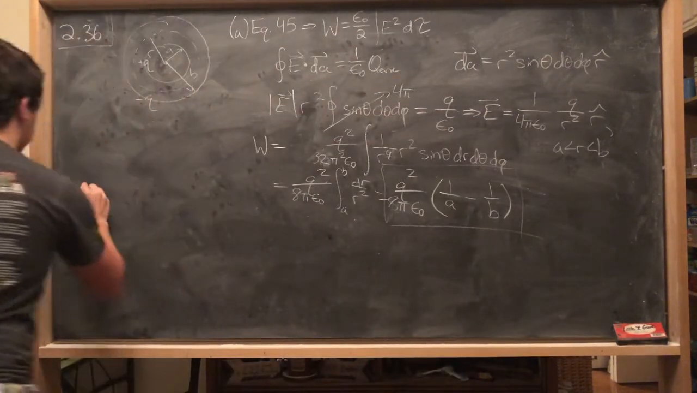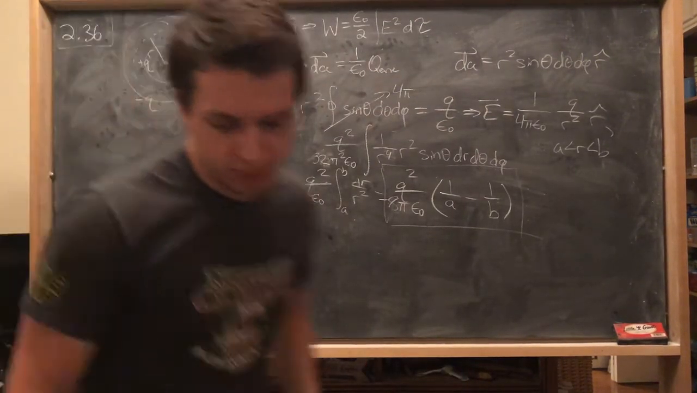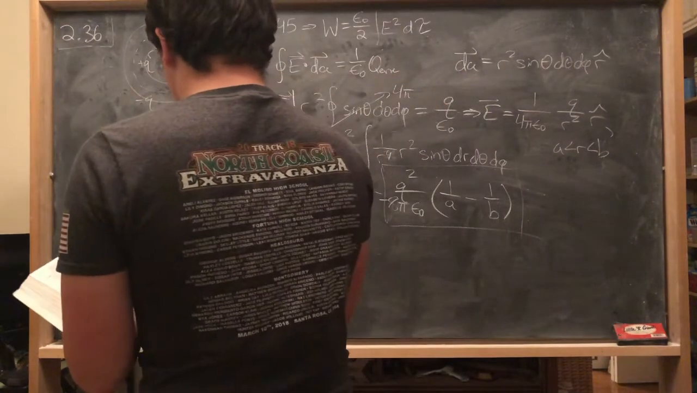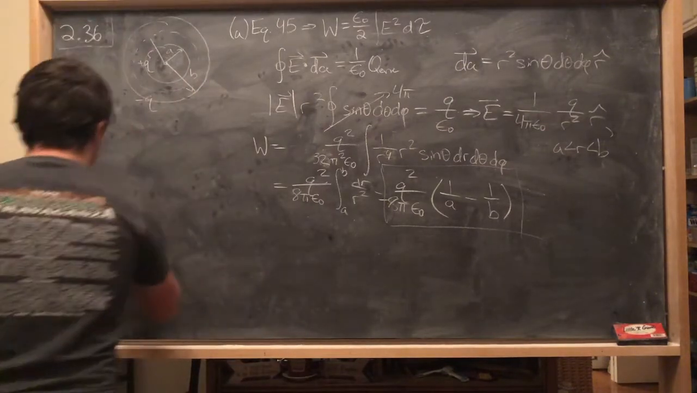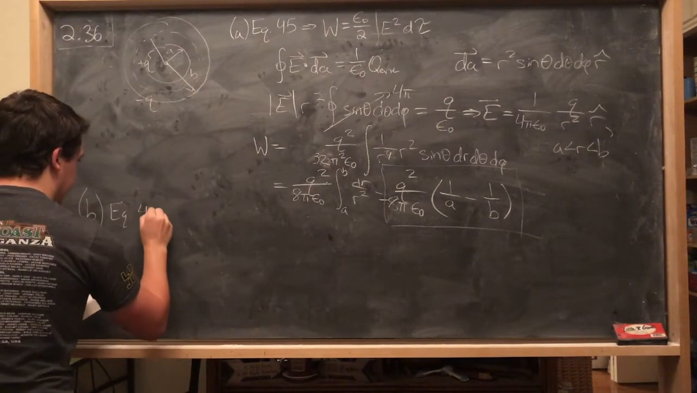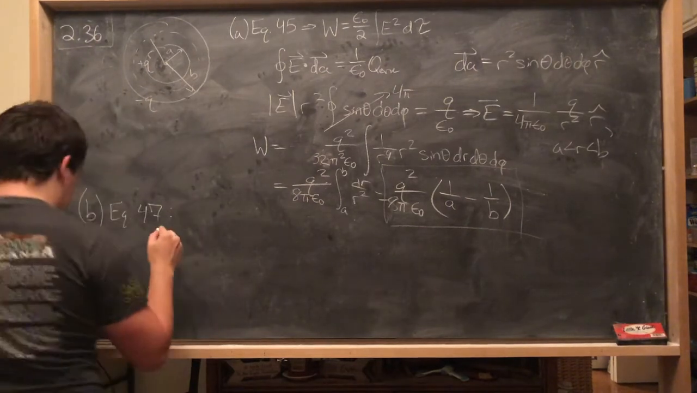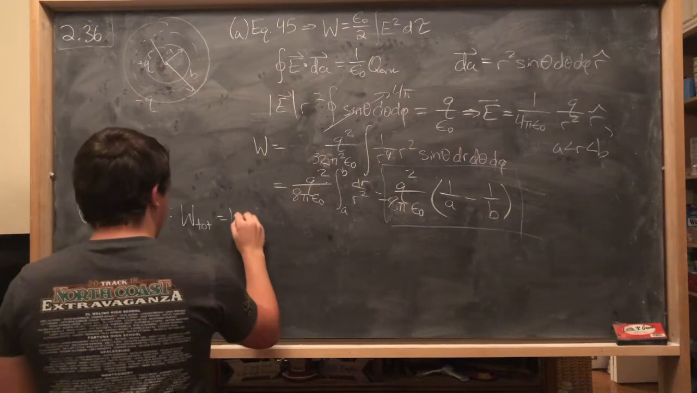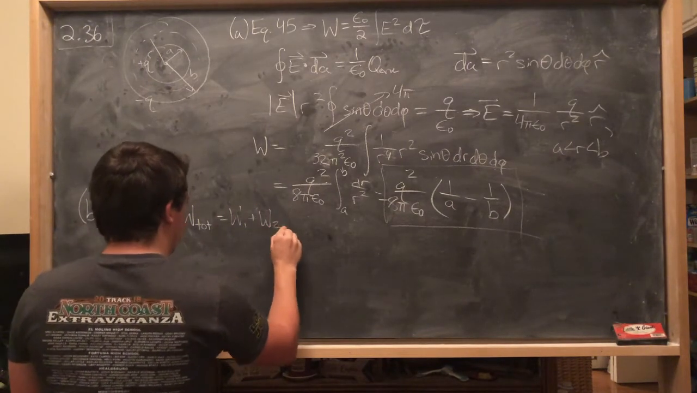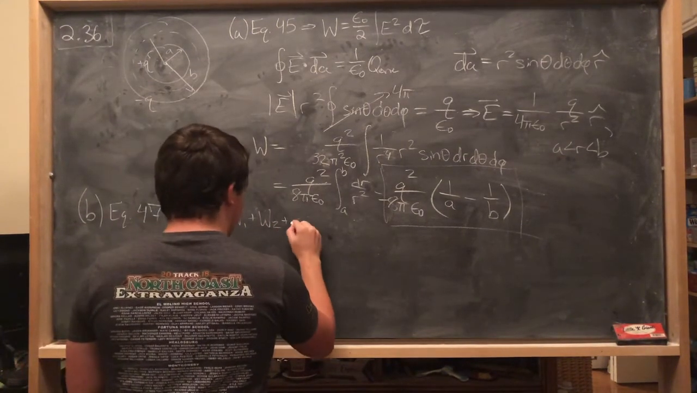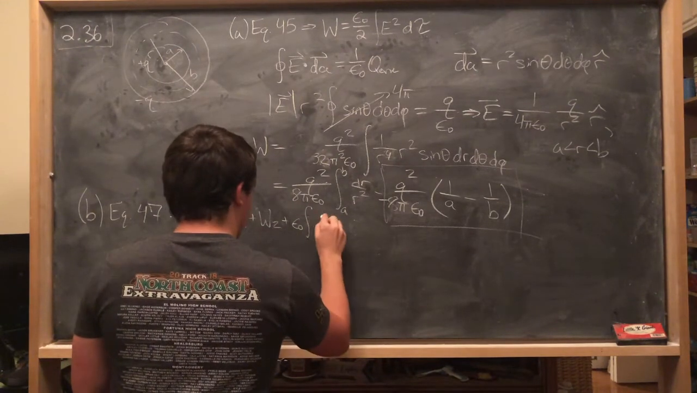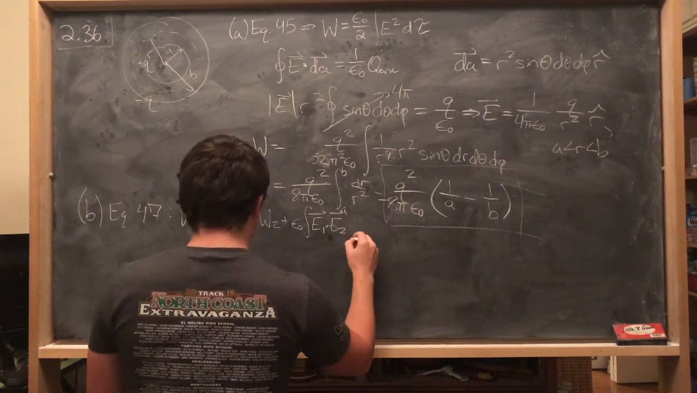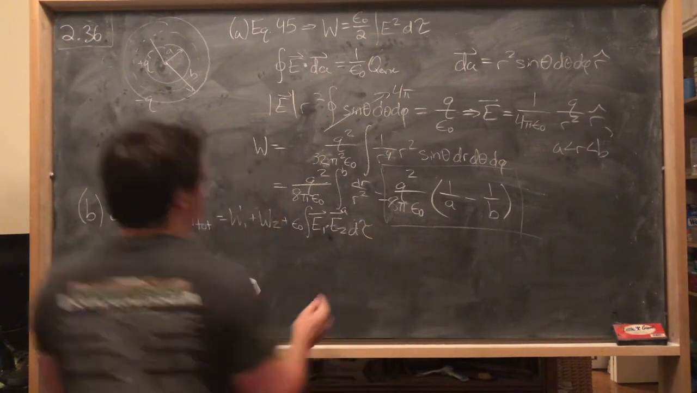But that's from part A. And part B wants us to use equation 47 and the results of example 9. Equation 47 is this. It says that the total work is equal to W1 plus W2 plus epsilon naught times the integral of E1 dotted with E2 d tau.